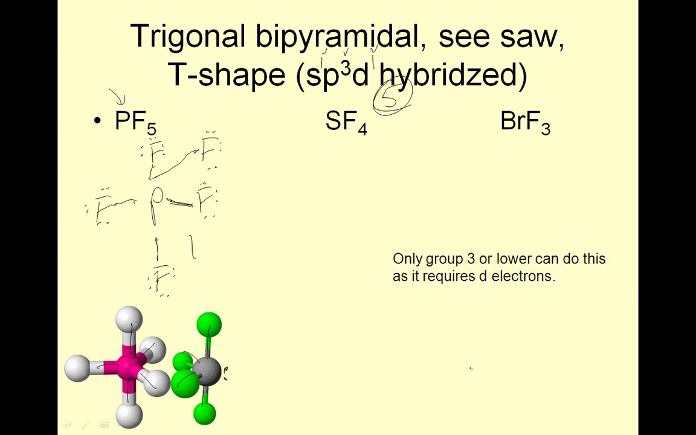Why can phosphorus break this? Phosphorus has 10 electrons. But phosphorus, if you look at the periodic table, is on the 4th row. Is there a 4D? Yes. And it has a D block to promote into. SF4.